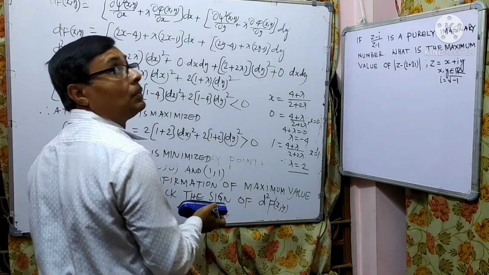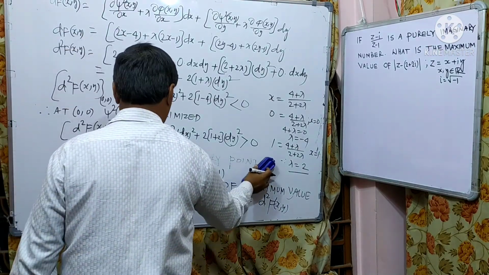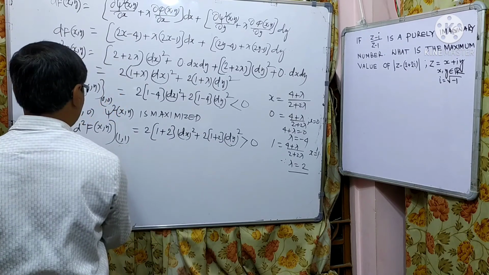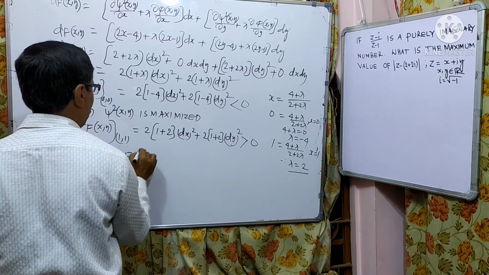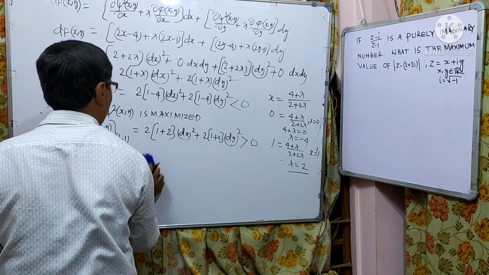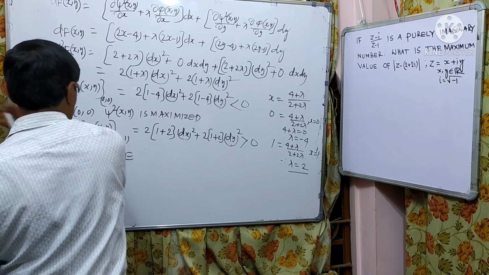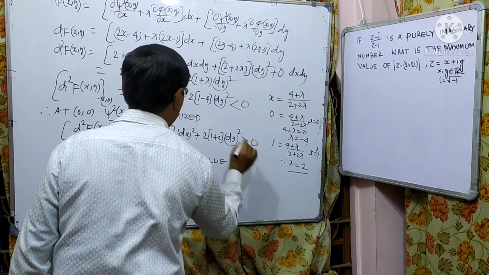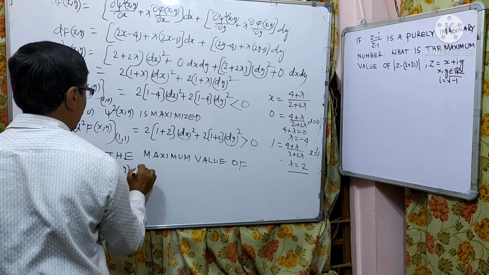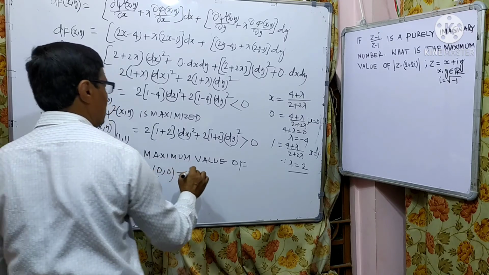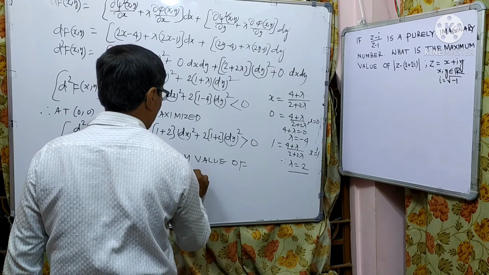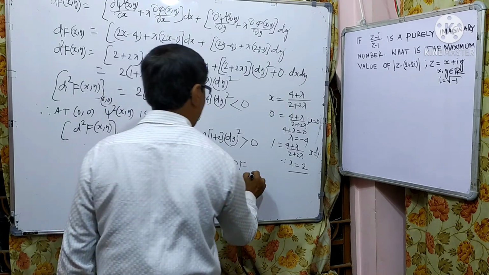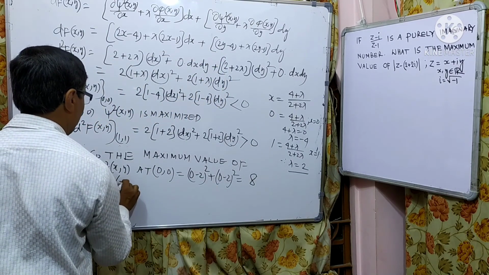So the maximum value of psi square x y at 0 0 equals 0 minus 2 whole square plus 0 minus 2 whole square, that is 8.